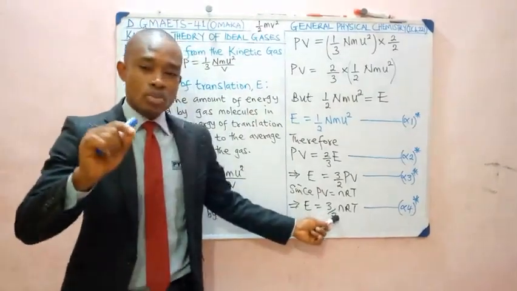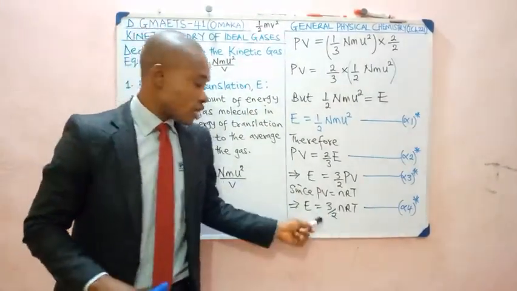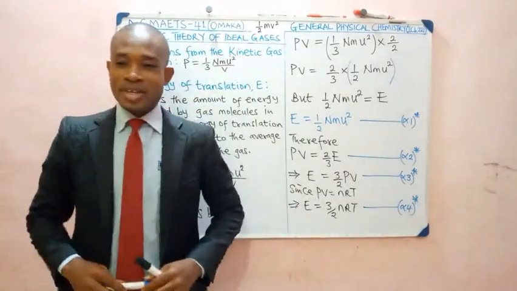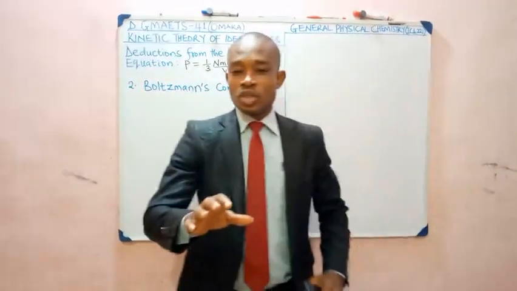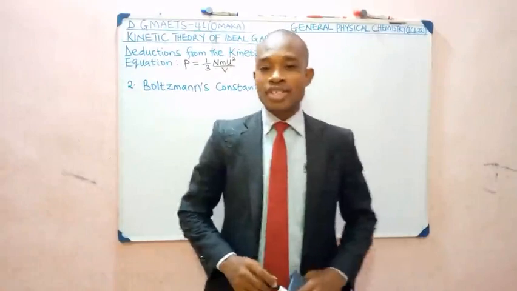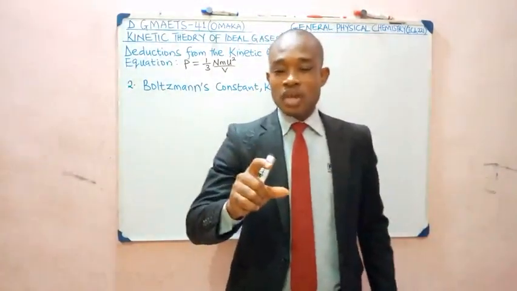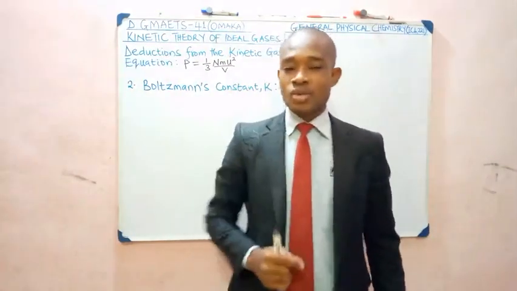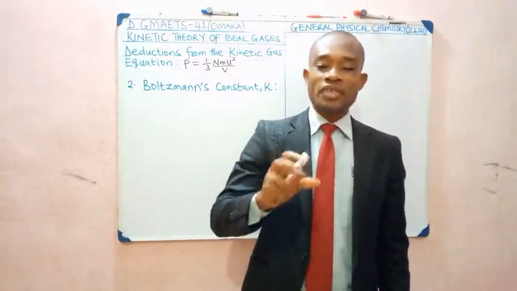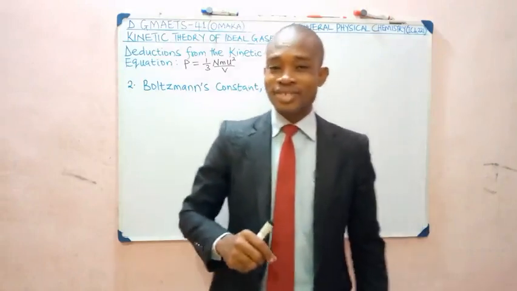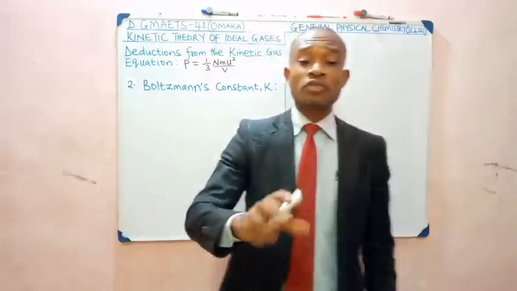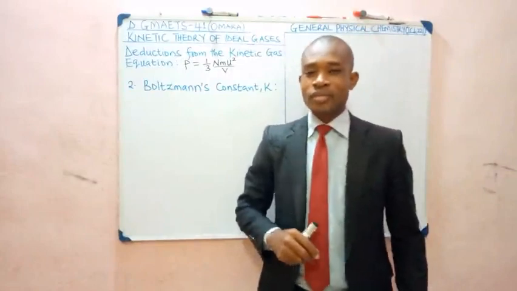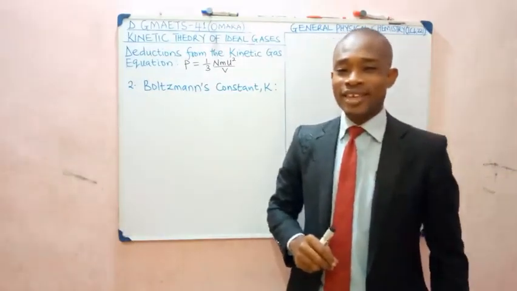Imagine that the number of moles, small letter n, is equal to 1 mole. What do you think this equation will be like? It will be 3/2 RT, is that not so? So we're going to see that in the next video. We're now going to derive the Boltzmann's constant K. This constant can also be obtained from the knowledge of the kinetic gas equation. But we're going to get this constant from the energy of translation. Of course, you remember that the energy of translation was obtained from the kinetic gas equation. What is the value of Boltzmann's constant K?